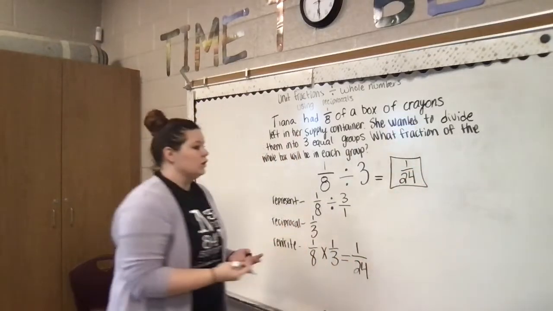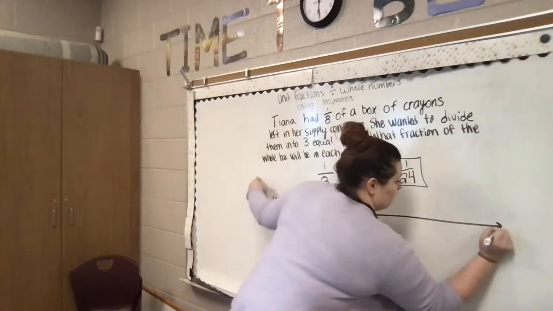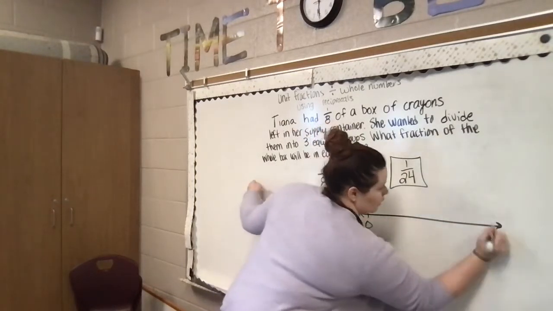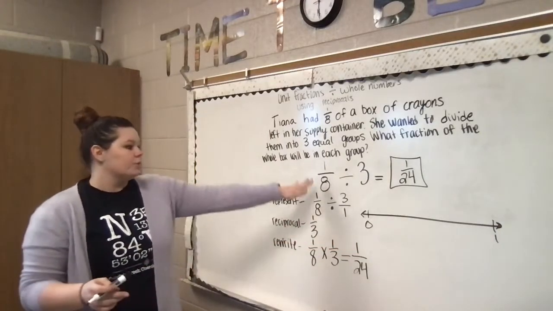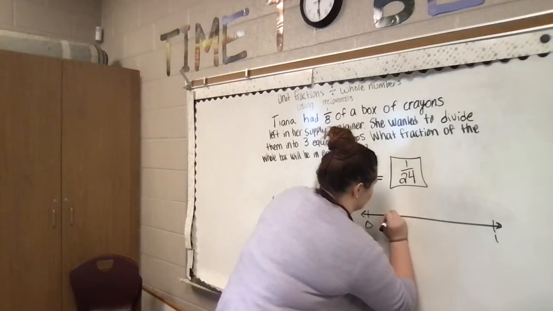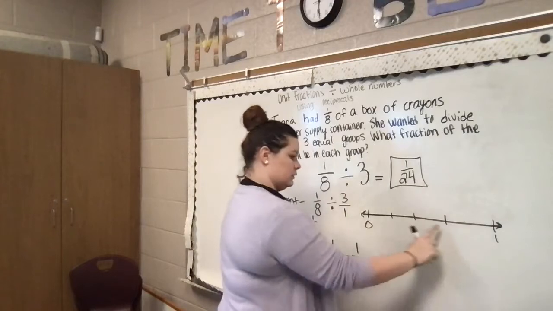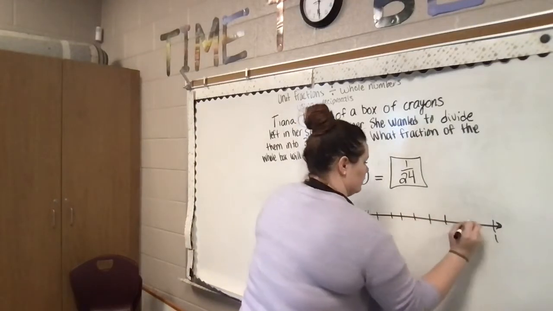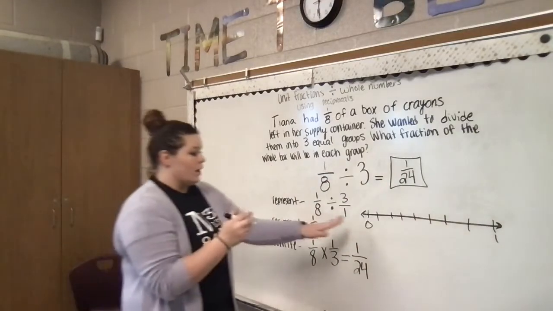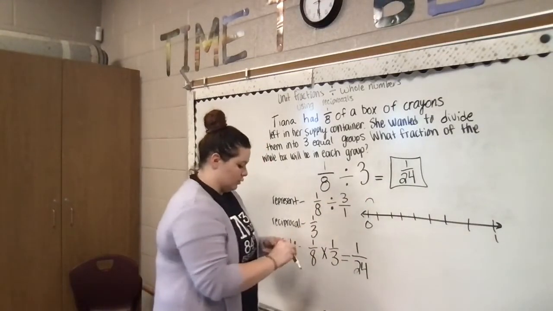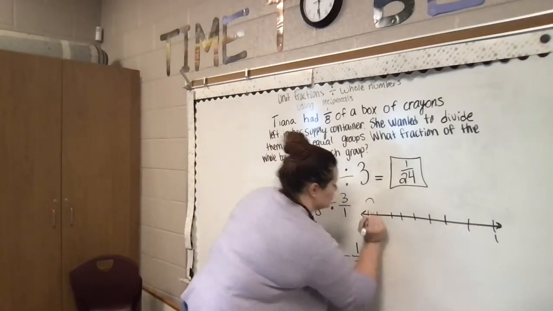We can also model that with a number line. I'm going to show you how you can do that. I'm going to set up our number line 0 to 1. You can do this with a bar model too, but I'm just going to show you with a number line. We started with 1/8. So I'm going to start by splitting my number line into 8ths. Okay, so we split our number line into 8ths. And now we need to split 1/8 into 3 equal pieces. I'm just going to go ahead and do that. So just like that.